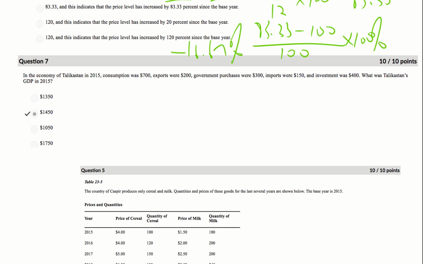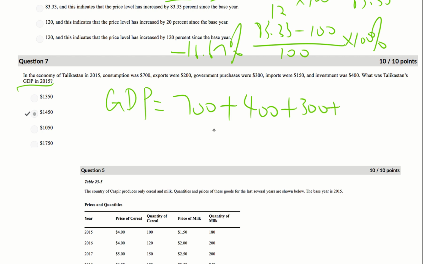All right, and the next one, same question asking for GDP. GDP equals consumption, which is 700, investment is 400, government purchases 300, plus exports minus imports. Exports were 200, imports were 150. So if you do the numbers right, the answer should be 1450.